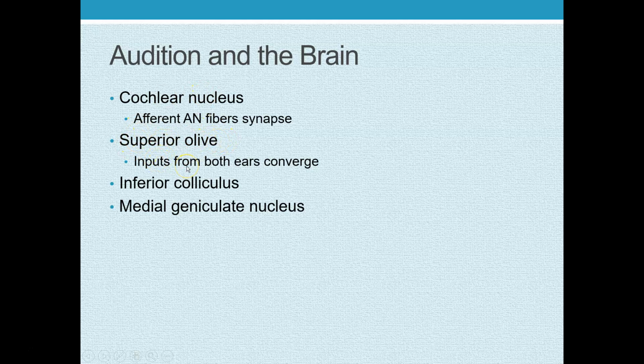This is where inputs from both ears converge, allowing us to be able to account for those timing differences or those intensity differences. So unlike a lot of the other sensory systems, we get information from both ears in both hemispheres of the brain. From the superior olive, information goes to the inferior colliculus, which also is critical for localizing sound, and then the medial geniculate nucleus of the thalamus before making final contact with the primary auditory cortex.